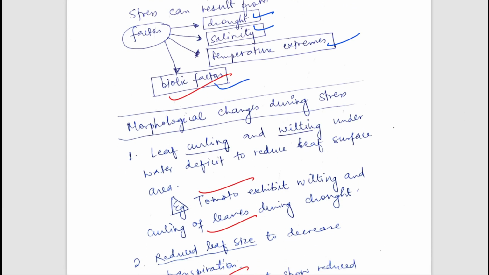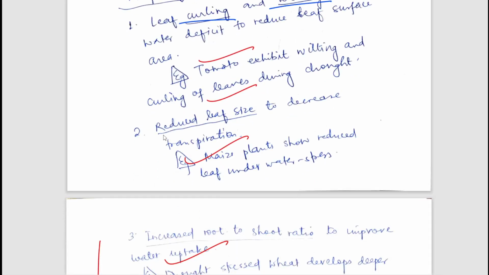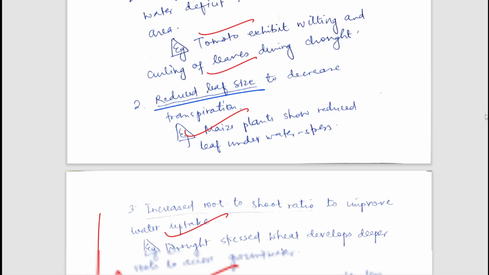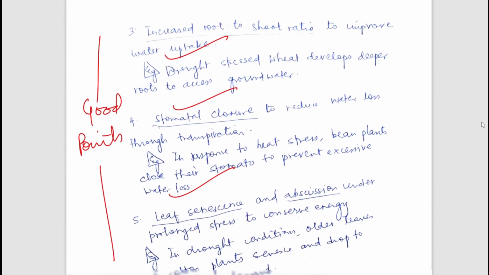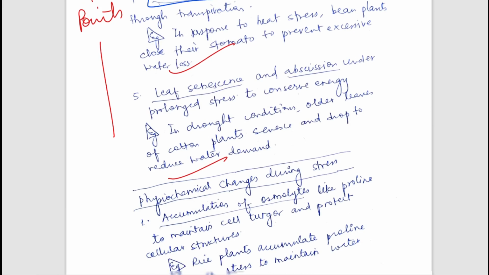Now what are the morphological changes? We can see curling and wilting of leaves. We can see reduced leaf structures. We can see increased root to shoot ratio. So these are some of the good points. You can simply pause and read it. There we can see stomata closure, leaf senescence and abscission.